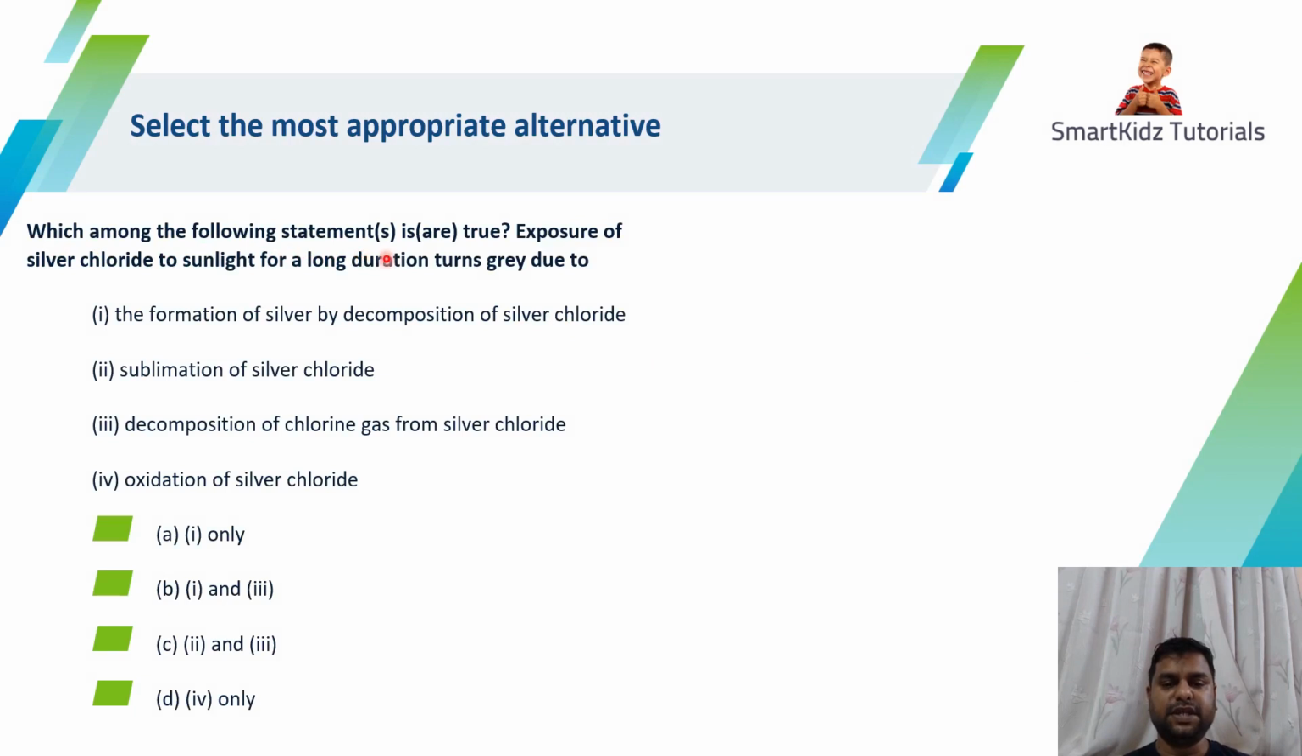Which among the following statements is or are true? Exposure of silver chloride to sunlight for a long duration turns gray due to, first choice given, the formation of silver by decomposition of silver chloride. So that is correct. Sublimation of silver chloride, no, that's not true. Decomposition of chlorine gas, no, not at all. Oxidation of silver chloride, no, this is a decomposition reaction. So in this case, we don't have a combination of two that is correct. We find that only the first one is correct, that is formation of silver by decomposition of silver chloride. So our correct choice will be A.